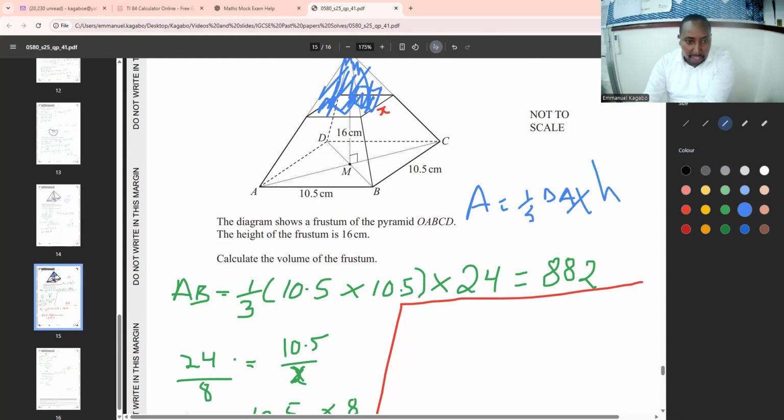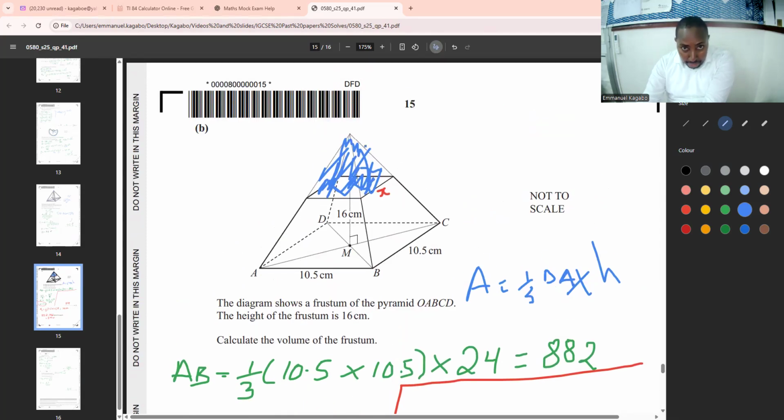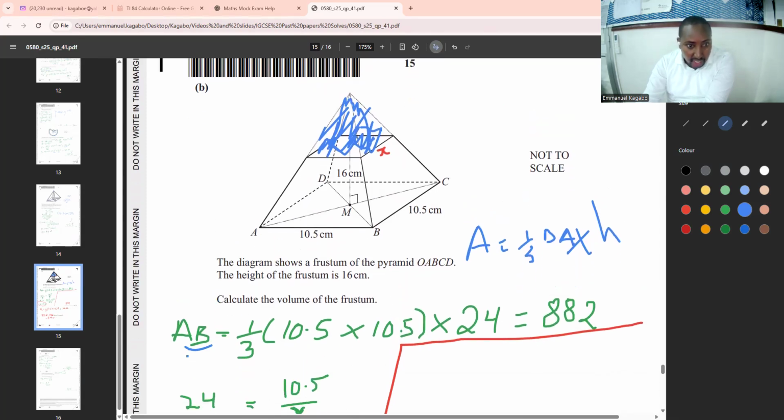Very good. Now, basing on this, here I'm talking about the big pyramid, guys. So the big pyramid is going to be one third. The base is a square. That's what I did: side times side, then times the height. That is the volume of the big pyramid before they cut off.